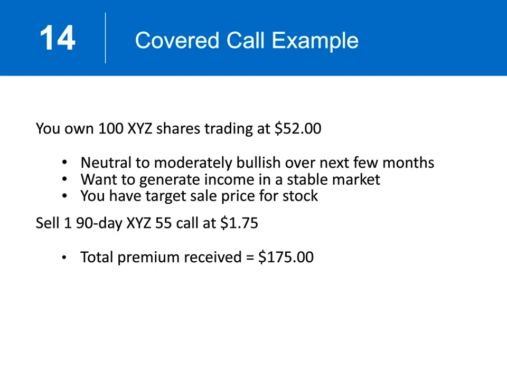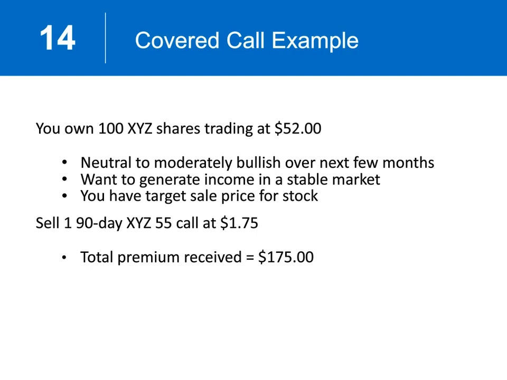So you decide to generate some additional income, and you decide to sell a call option that goes out a few months at the 55 strike price and receive $1.75 for it. Of course, we know that $1.75 is on a per share basis. The total premium you receive is $175. So now you have a position on your long shares and you're short a call. That's a covered call position.